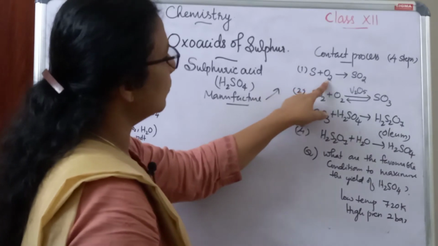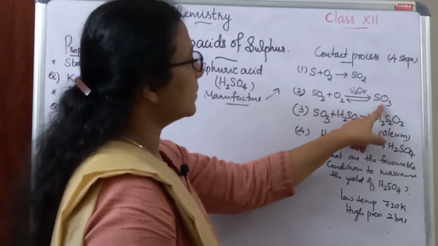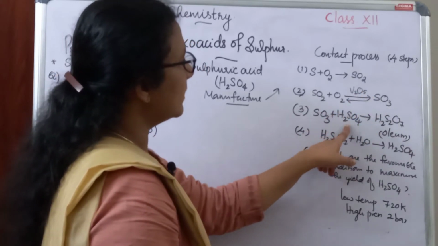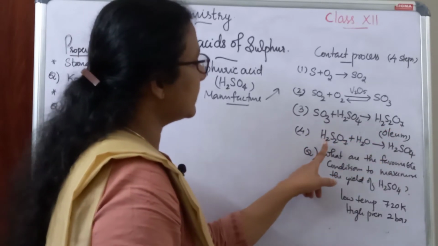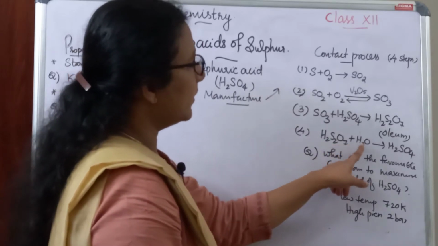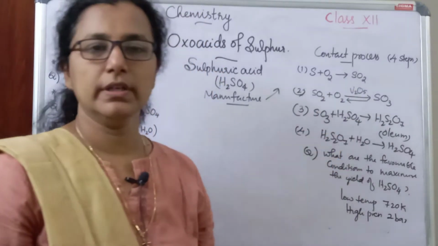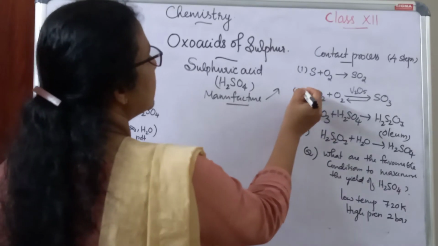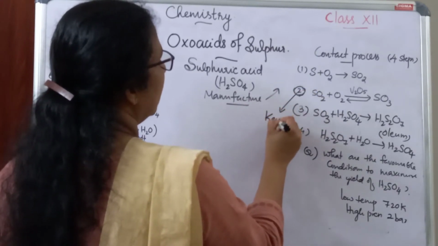First one is S plus O2 gives SO2. Second step is SO2 plus O2 gives SO3 in presence of V2O5. Then the third one is SO3 plus H2SO4 gives H2S2O7, that is oleum. Fourth step is dilution of H2S2O7, that is H2S2O7 plus H2O gives H2SO4. So these are the 4 important steps involved in the contact process, and the second step is actually the key step.